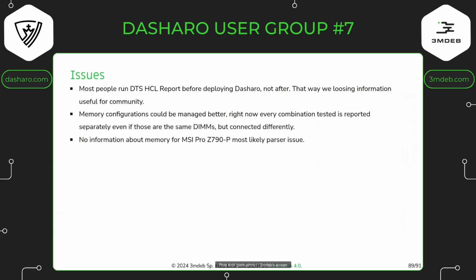As I said, most people run the DTS HCL report before deploying Dasharo, not after. That's part of the problem, because of that we're losing information about compatibility. Memory configurations could be managed better. Right now, not every combination is tested and reported. And then there is also this Z790P, where I don't have memory reported yet. So this is something to be done.